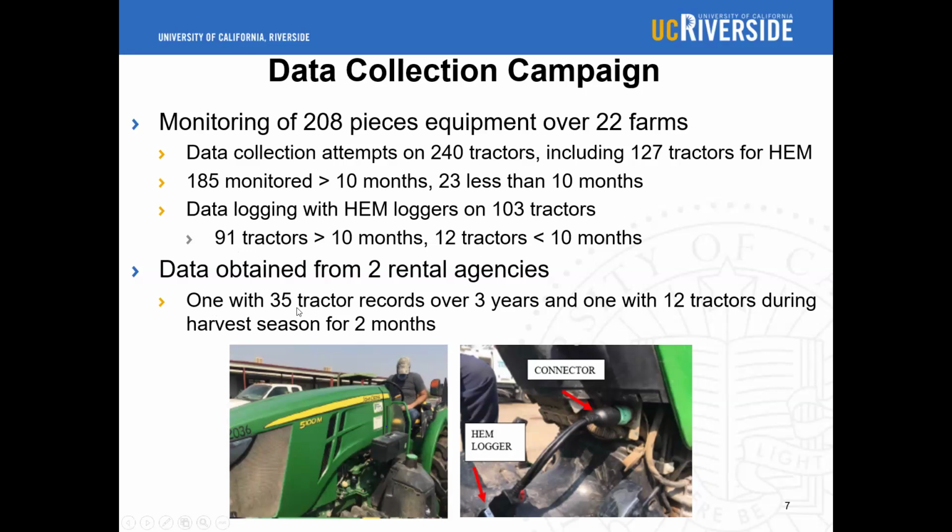We also looked at tractor data from rental agencies. In this particular case, one of the limitations was that we were doing some of this during COVID. So there were certain limitations with working with rental agencies and farms. And so we do have 35 records over 3 distinct years of tractors, with about 12 of those being in harvest season. So we'll look at that data as we go on.